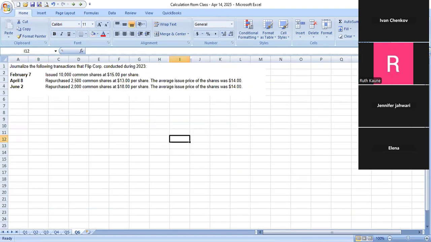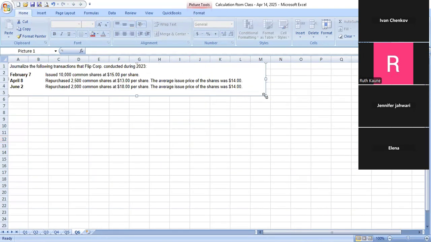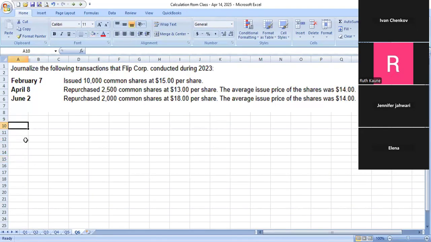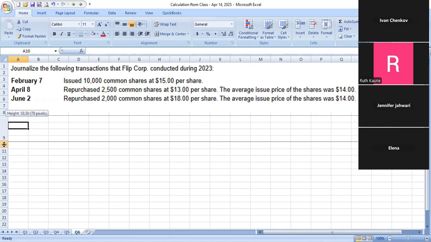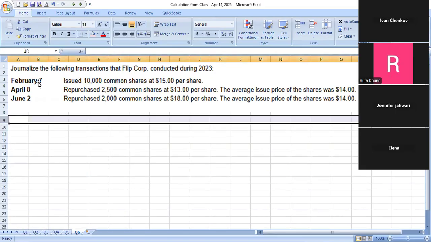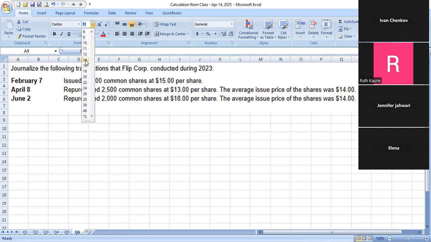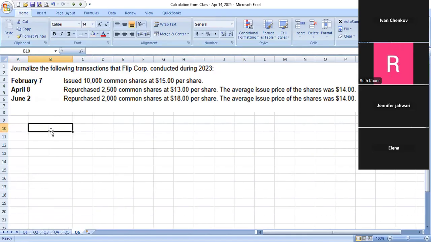Last question that I have for you. Last question, still dealing with the shares. So this company journalized the following transaction, conducted during 2023. February 7th, issue 10,000 common shares for $15 per share. Let's go one after another. Why are we issuing shares? What do we want? Cash. So then go February 07.